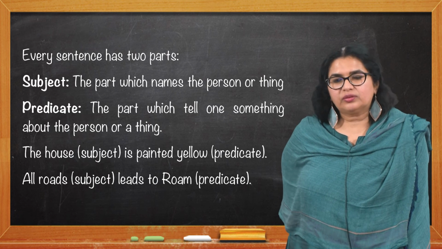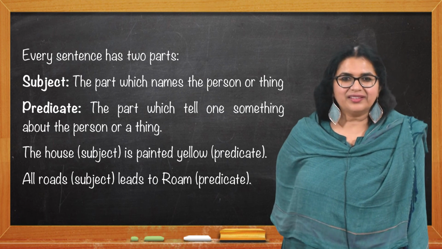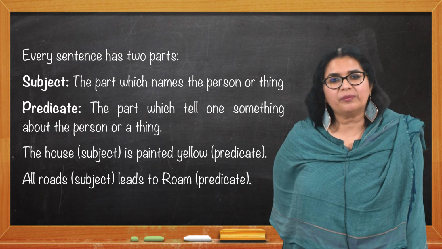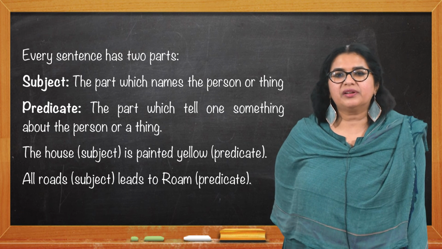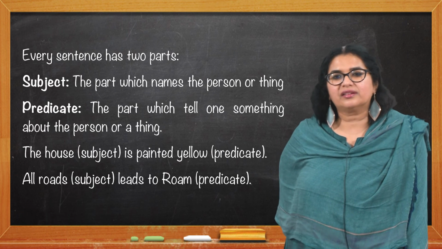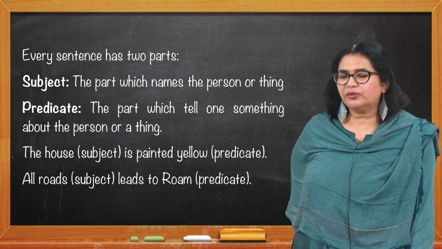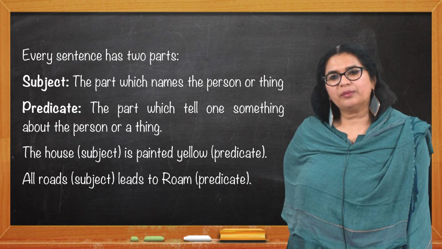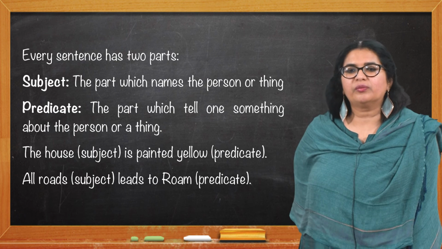Every sentence has 2 parts. We have already done some of this in our earlier classes. You have a subject, you have a verb, you have a predicate. The subject is the part which names a person or thing, and the predicate is the part which tells something about the person or thing. For example, the house is painted yellow. So, you know which is the subject and which is the predicate. All roads lead to Rome.